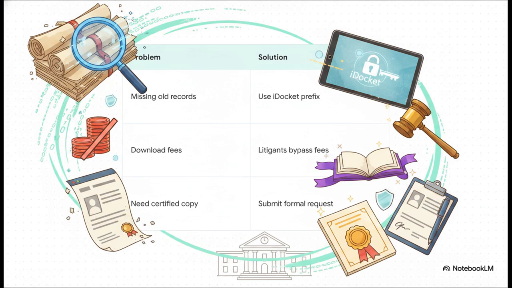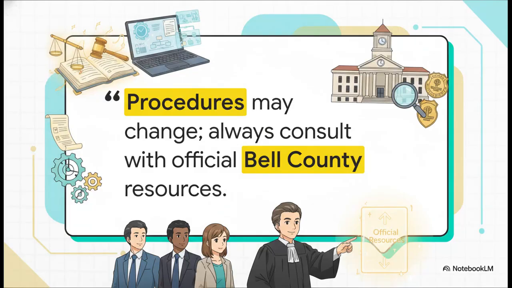And lastly, if you need a truly certified copy for a real legal proceeding, remember, you can't just print out a web page. You're going to have to submit a formal records request form, along with your ID, directly to the clerk's office. Now, I really want to highlight this as a helpful pro tip. Procedures and website interfaces absolutely change over time. The information we've covered today provides a really solid, robust foundation. But whenever you're relying on court data for a critical life event, always take that final step to consult directly with the official Bell County resources or a legal consultant, just to ensure you have the absolute most current information.